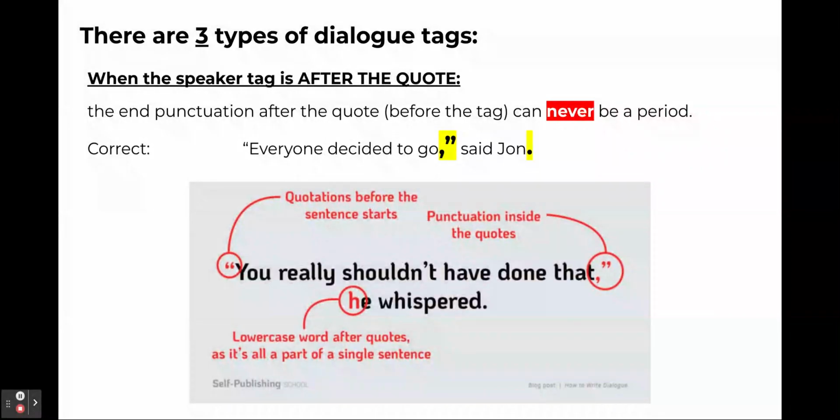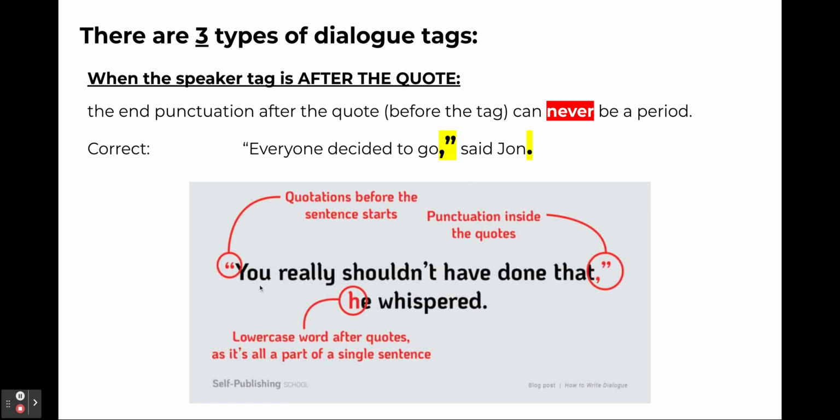This is also a very popular one. When the speaker tag is after the quote, the end punctuation after the quote before the tag can never be a period. So here's the example. "Everyone decided to go," comma, said John, period. So you wouldn't ever have a double period, which means you wouldn't put a period here and then also a period. It's always just going to be a comma with a period after the speaker tag.